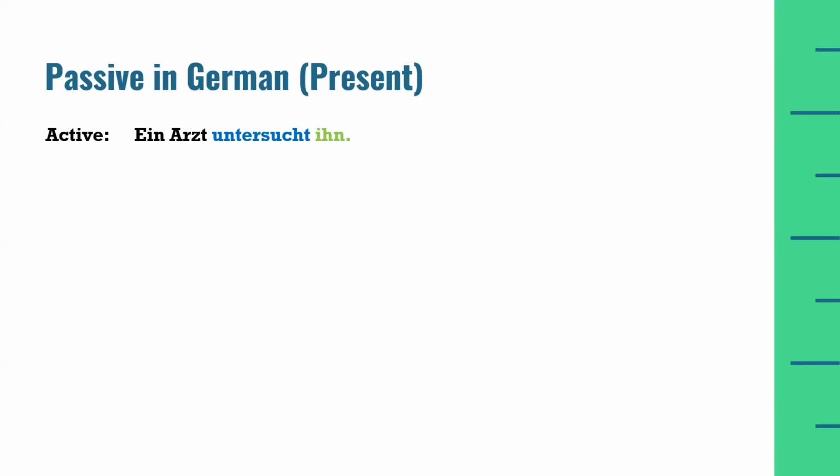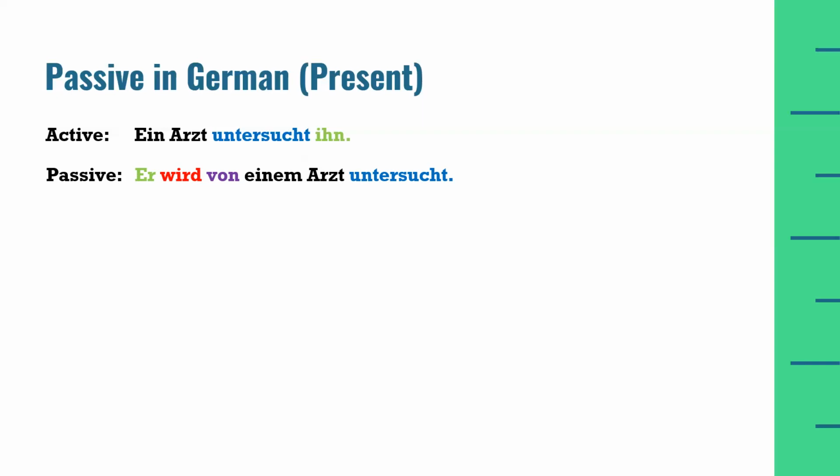The object of a sentence is always accusative, so we have used him, or ihn, in German. Now, if we look at the passive sentence, what we have to do is to convert the object of the sentence from the active sentence into the subject of the passive sentence. So, ihn will become er.